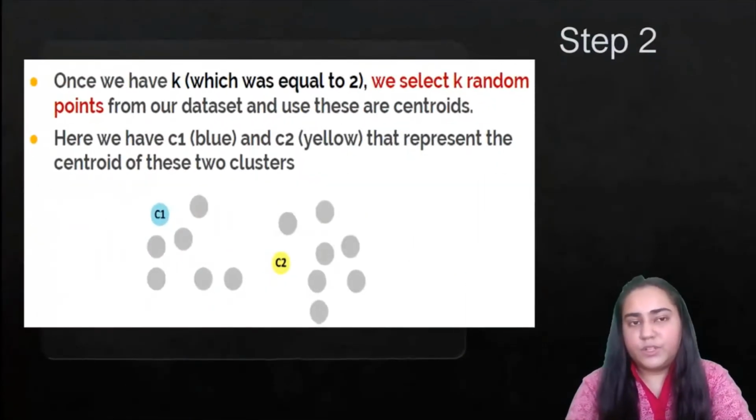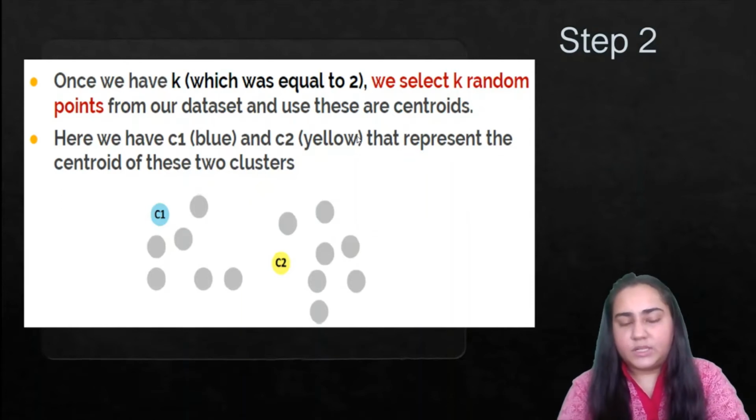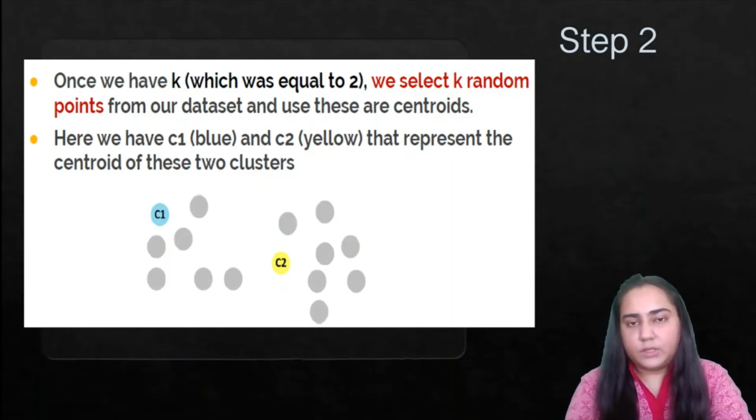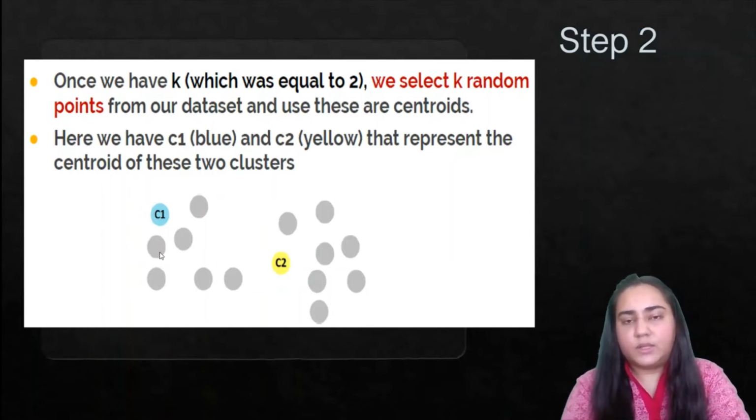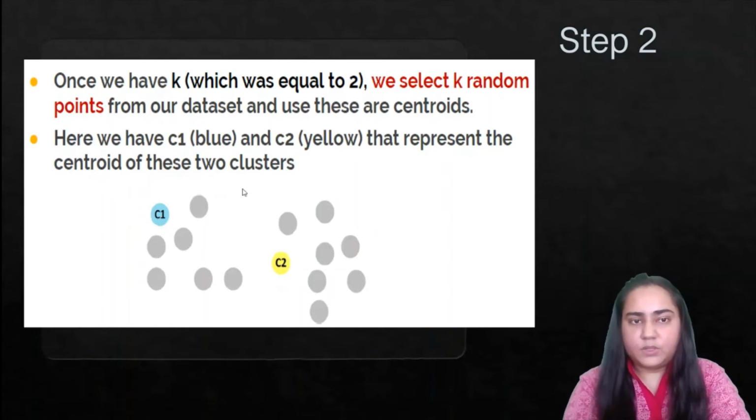Step 2 is, once you have the K, which right now we've just taken as 2 for an example, then we select K random points from our dataset and use these as centroids. Because we have two clusters, K as 2, we will select 2 points as our centroids. And these points are random. They don't have to be actual centroids. These are just provisional ones. So here we have C1, which is blue, and C2, which is yellow, and both are centroids of two different clusters, which we are picking at random.